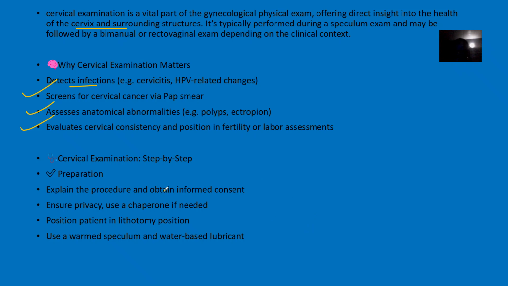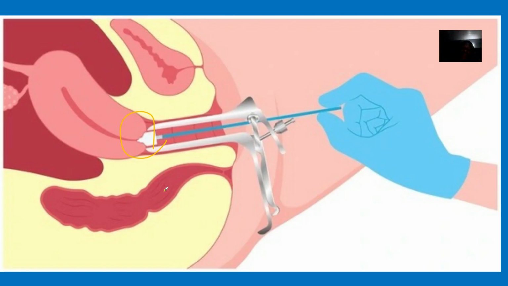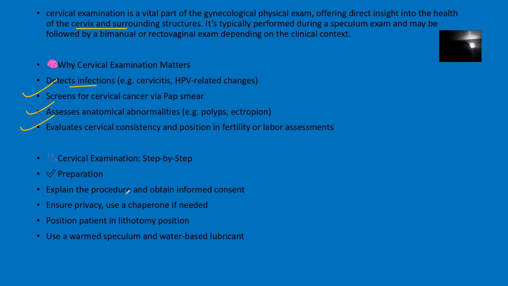So cervical examination step by step is this. Of course, for you to be able to look as far down as this, or to put an instrument in properly, you need an instrument to keep it wide enough. That's what we call a speculum. Okay, so explain the procedure.